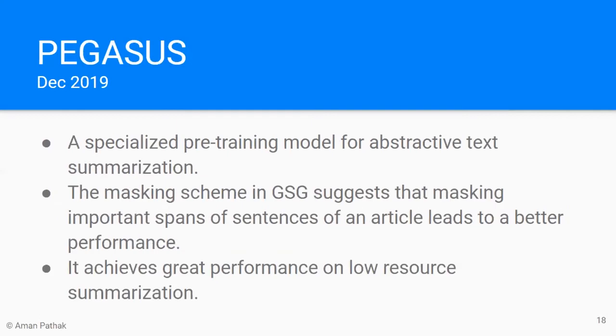And yes, we now move on to Pegasus, which is a sequence-to-sequence model that performs abstractive text summarization. This model is perfectly curated for instances where the downstream task is abstractive text summarization. The model is also pre-trained on C4 and a huge news dataset, which both contain large volumes of articles. The pre-training objective is GSG, that is gap sentence generation, which suggests that masking important sentences in an article leads to better performance and a better trained model.